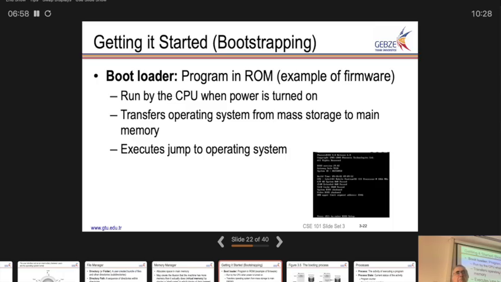Lastly, there is a bootstrapping mechanism.